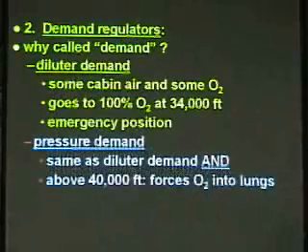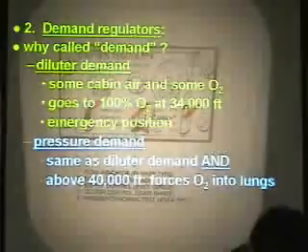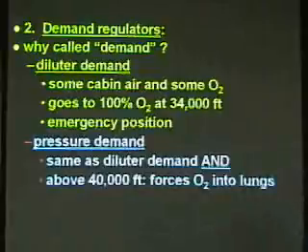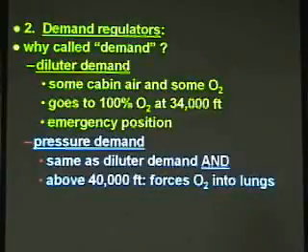The pressure demand regulator looks identical. It looks just like this one does. And it uses a mask that needs to fit over your mouth and your nose and seal, just like a diluter demand regulator needs a mask that'll fit over your nose and your mouth and seal. And it works identically to the diluter demand regulator all the way up through and including 40,000 feet.